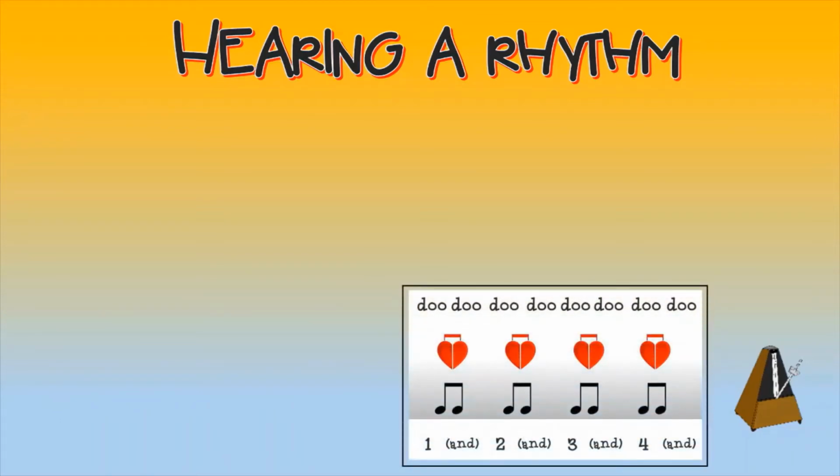Finally, here's the tricky one. This is using our half beats. You can see that the counts are different this time. Instead of a steady 1, 2, 3, 4, the sound is actually 1 and 2 and 3 and 4. It skips along and it gallops along. Here's how it would sound. Do, do, do, do, do, do, do, do. Listen again. The last note finishes after the fourth clap.